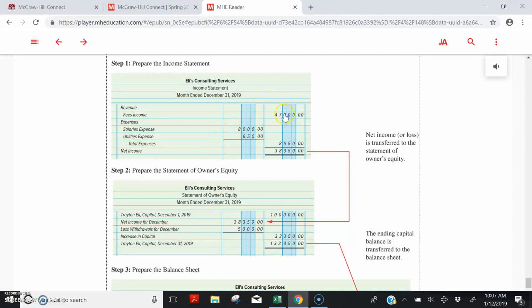Well, revenue minus expenses is the calculated ending number on the income statement. So if we take beginning capital and add the net income for the time period and subtract withdrawals during the time period, we should calculate the ending capital balance.